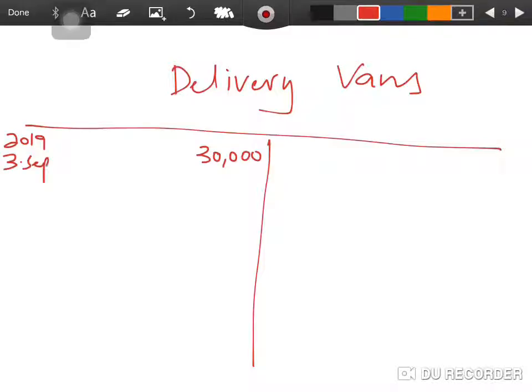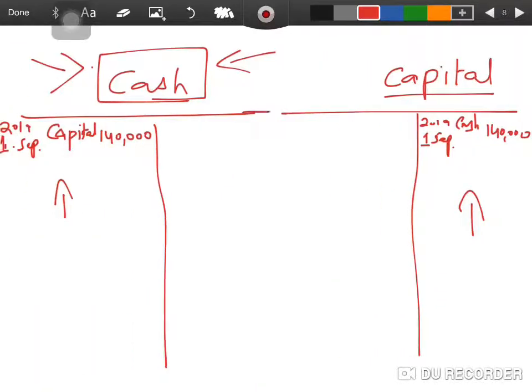Okay. And here we are going to write cash. On the other hand, the credit entry for this is going to be here on the credit side of the cash account. Once again, the date is going to be 3rd September. And here we are going to write vans, or you could write delivery vans. Okay, so this is how this transaction is going to be recorded.